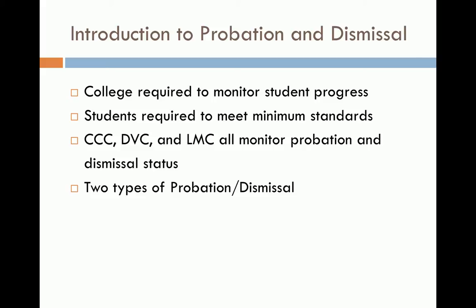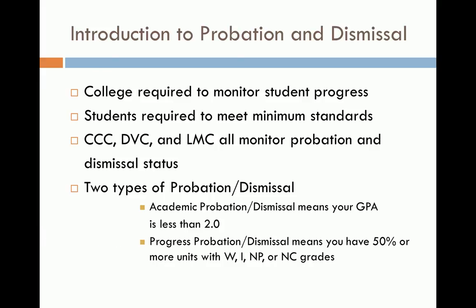There are two types of probation and dismissal. Academic probation and dismissal occurs when you fail to obtain a 2.0 or higher grade point average. Progress probation and dismissal occurs when you fail to complete greater than 50% of your units due to grades of W, which is a withdrawal grade, I, which is an incomplete grade, NP, which is a no-pass grade, or NC, which is a no-credit grade.